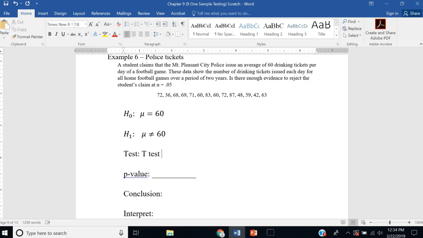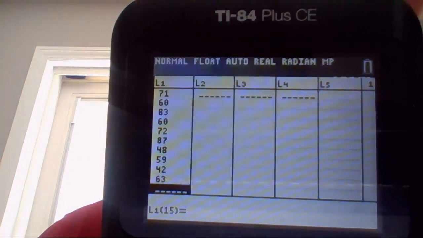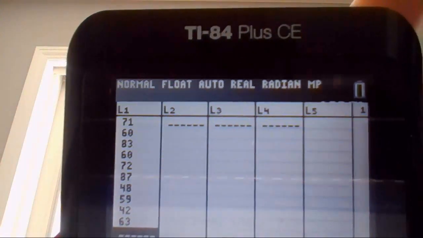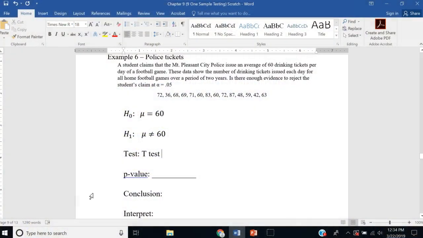If you need a couple more seconds, you can always pause the video and type in those 14 pieces of data right here. Okay? So again, on my calculator, I have all of those 14 pieces of data in list 1. Once I've done that, we go to my t-test.